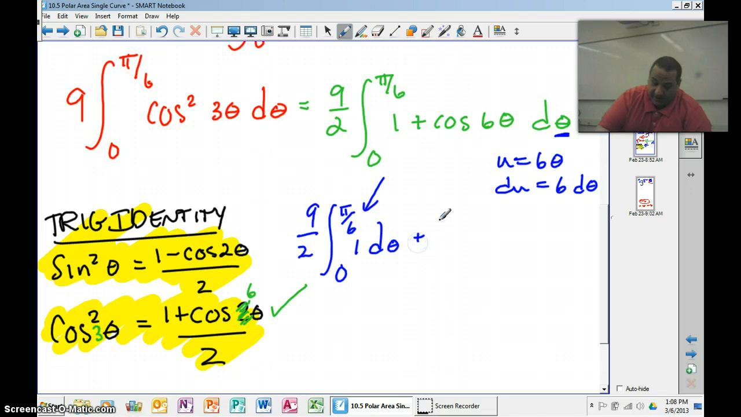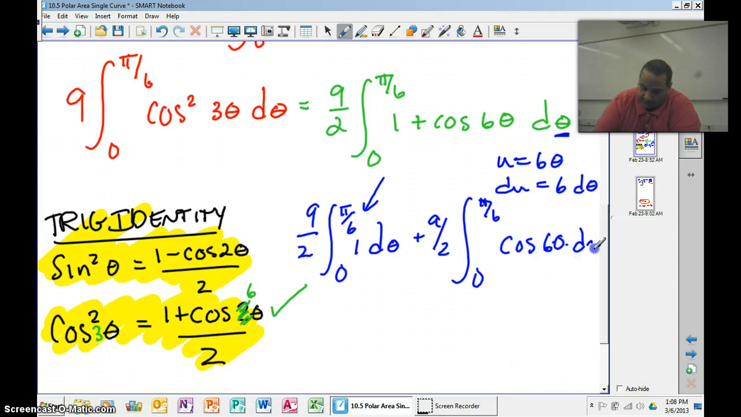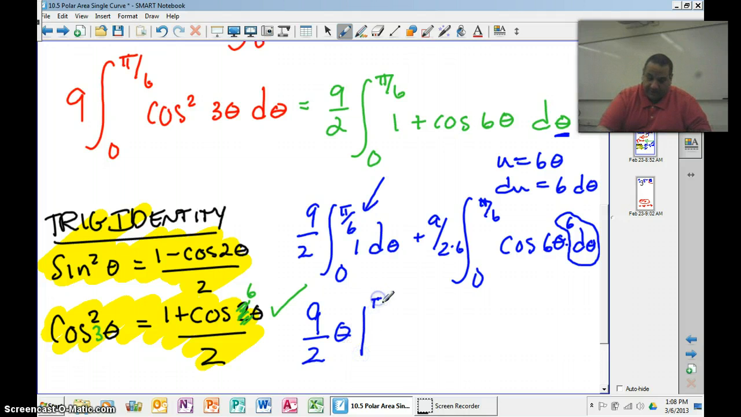Okay, take that, and now I'm going to add 9/2 from 0 to pi over 6. Now, I'm looking at this problem right here: cosine 6 theta d theta. All right. Now I have cosine of u, but wait a minute. I have to multiply this by 6, so I get my 6 d thetas, but now divide by 6, so it's going to be 9 over 12. All right. So my first one is done. This one is going to be 9/2 theta, just good old theta, evaluated at pi over 6 and at 0. And that one's done.